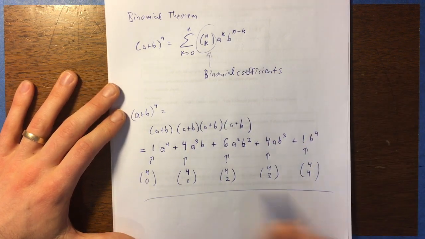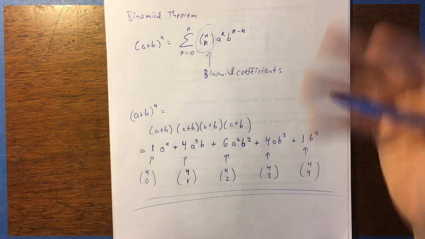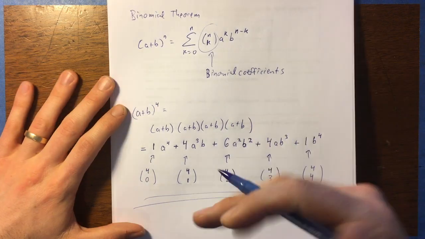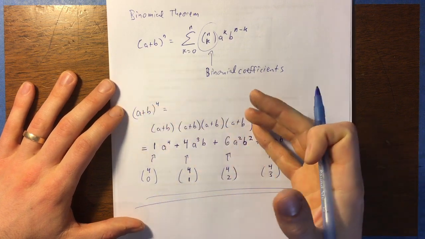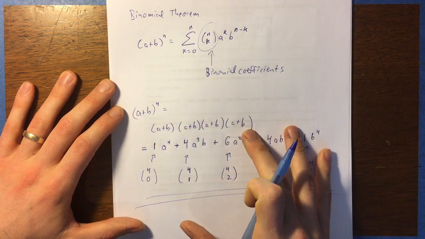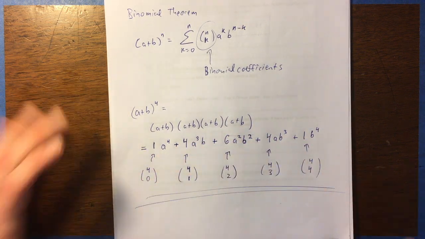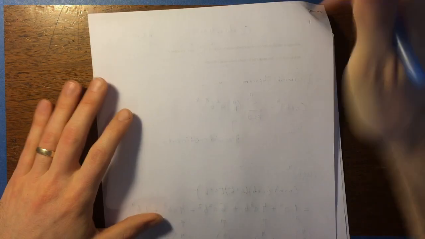So I hope this shows you the connection between the binomial theorem and the idea of choosing, right? This is a combinatorial process. It's a counting process of in how many different ways I can choose A's and B's from these 4 different copies of the binomial, so that I produce all these different terms that I get by expanding it. So there's that. Now the last thing I want to show you is Pascal's triangle.